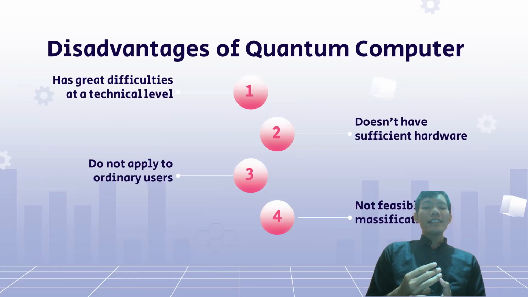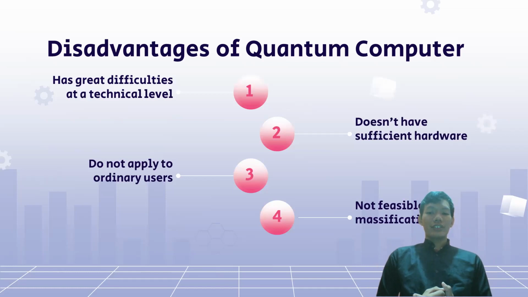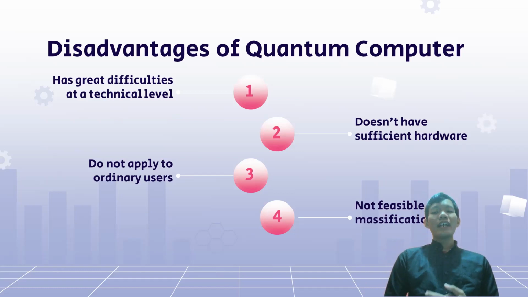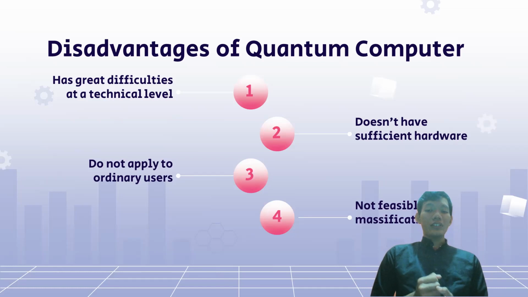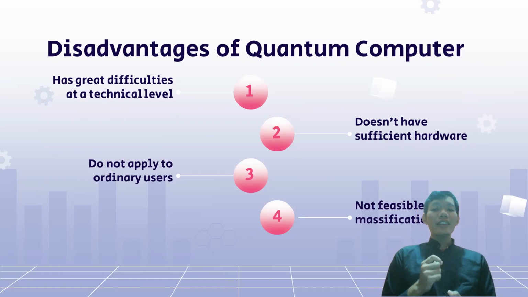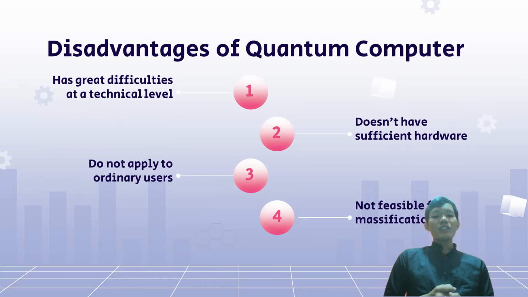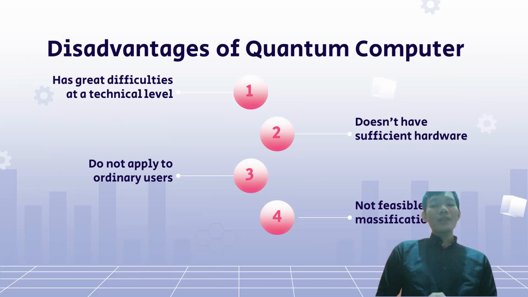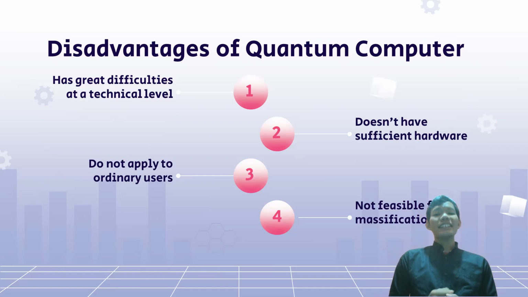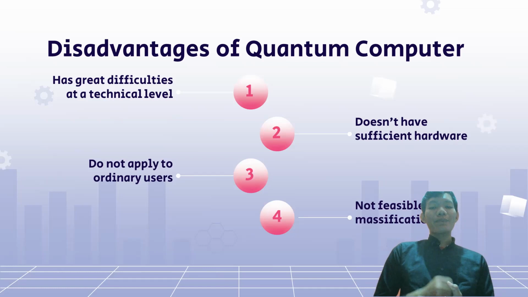Third, they don't apply to ordinary users. That means they won't know what to do with a quantum computer. And the last, fourth, this is an experimental technology, and as of now, it's not feasible for massification. Many standard computers solve most problems more efficiently.